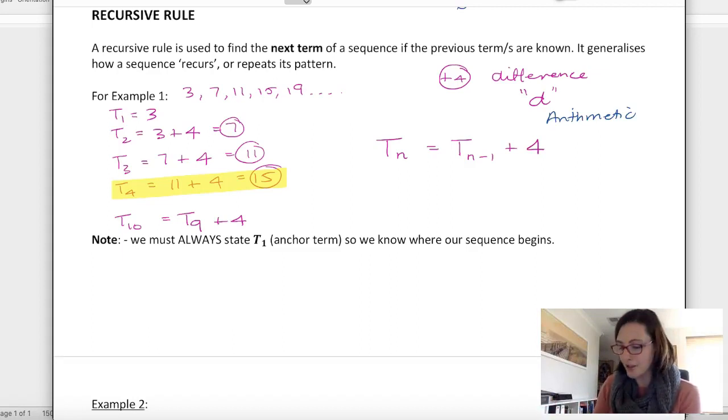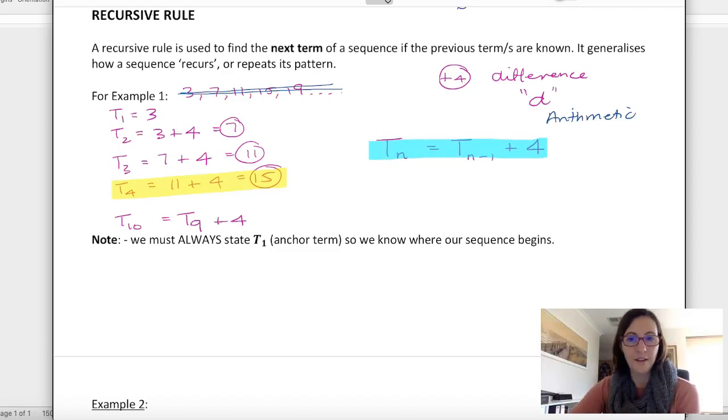But imagine that I took away the sequence and all the information about the numbers, the first 4 or 5 numbers, and I just gave you this recursive rule. You would say, well, that's great, but I know I have to add 4 to every term to get the next term. However, where does my sequence start? And this is a really important point about a recursive rule. You must always state the first term so your sequence has a starting point. So this is a really, really important point.